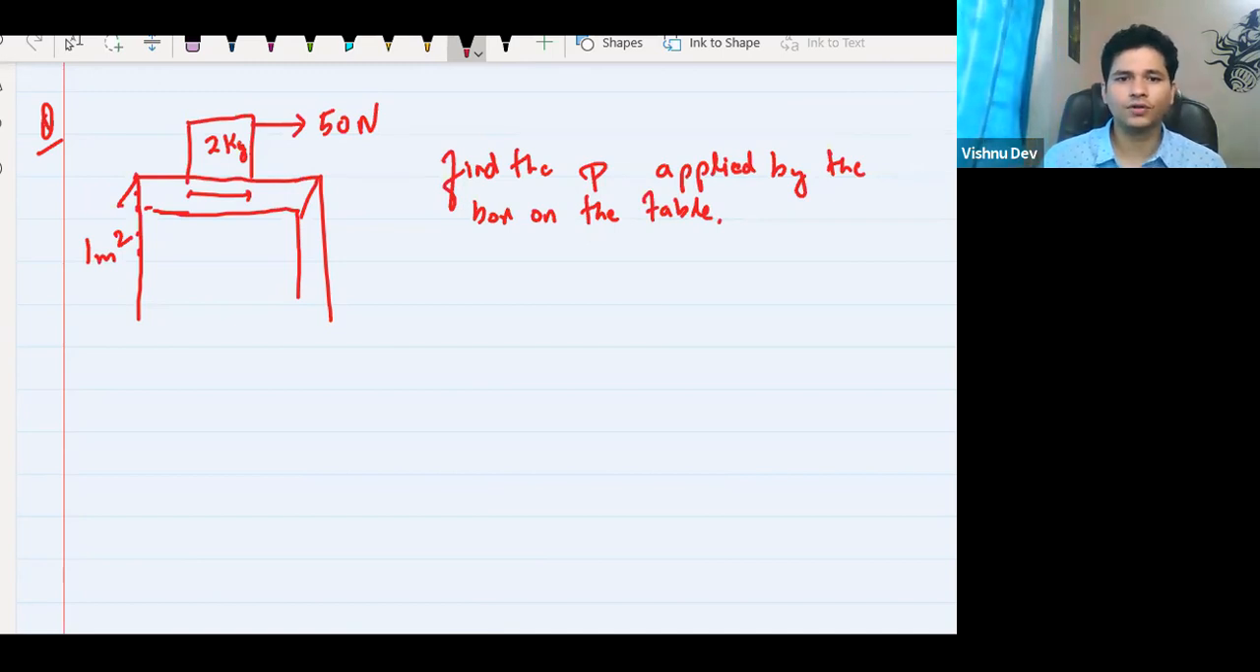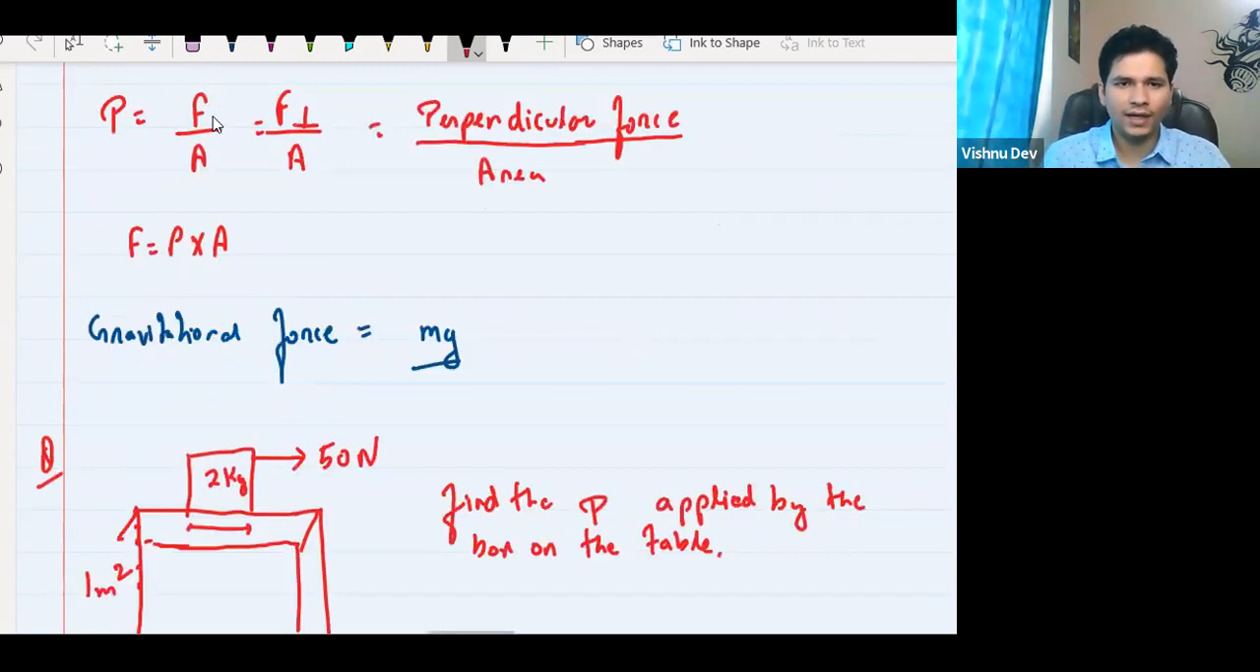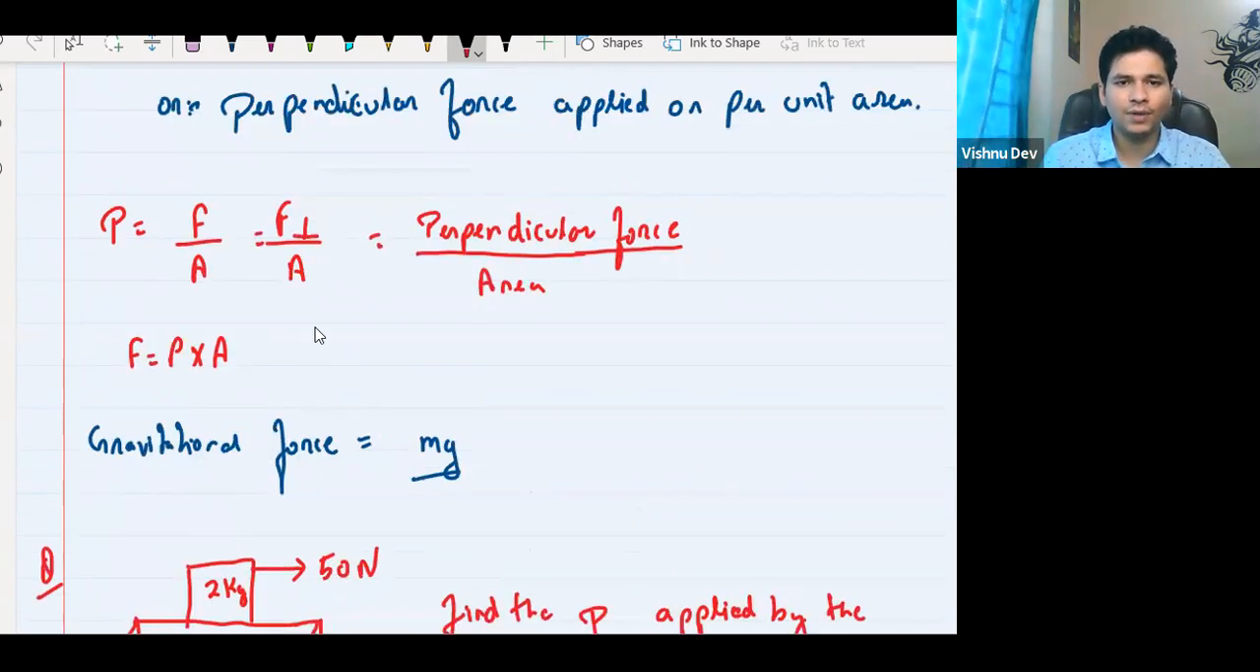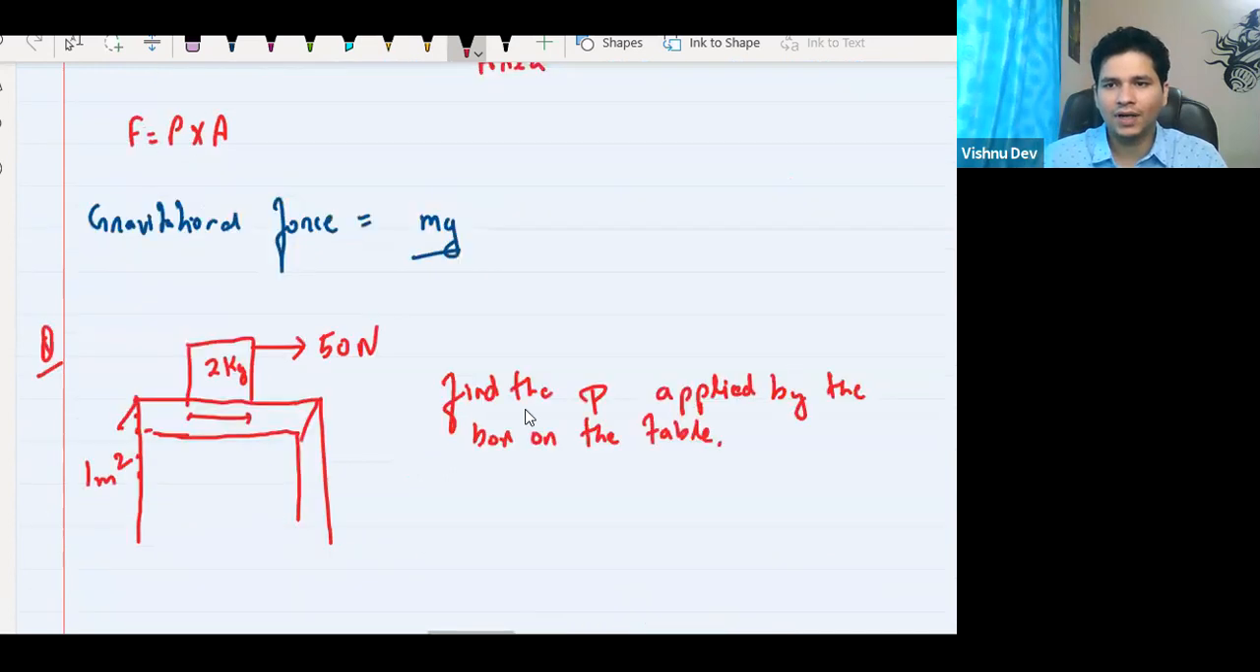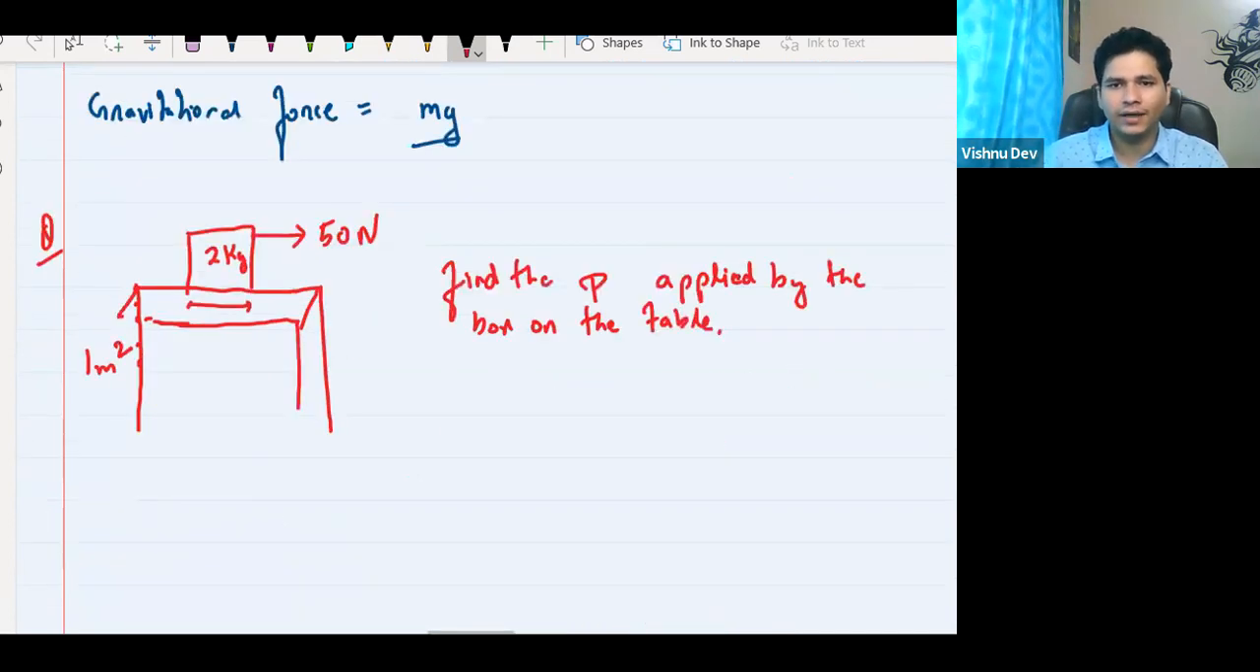Guys, you should solve. Unit of pressure: force per unit area, force per meter square, so it is Newton per meter square. Newton per meter square is called Pascal. The unit is Pascal, right? Theek hai? We will do that, first do all this. I'll write everything.